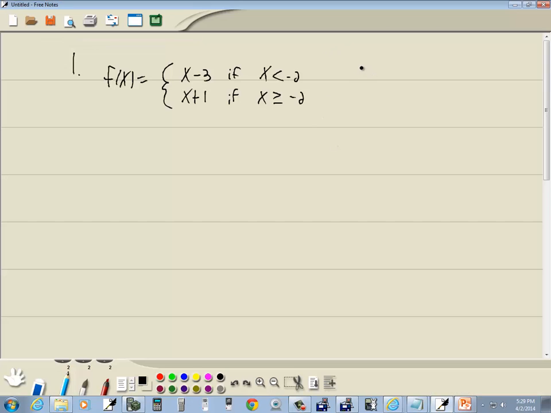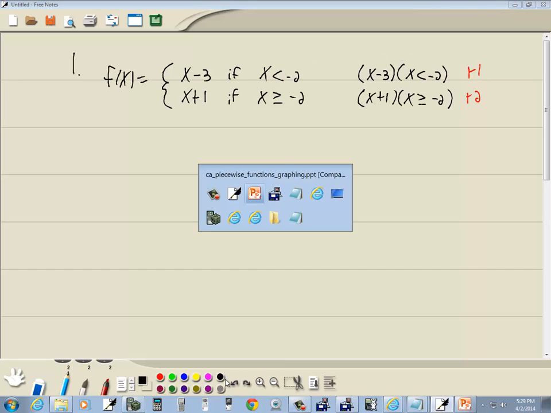Now we want to write this, the x minus 3 with parentheses around it, the x plus 1 with parentheses around it, and parentheses around the conditions. We got x is less than negative 2 and x is greater than or equal to negative 2. We want to drop the f and write it exactly like this. And we'll put this on y1 and we'll put this on y2. So let's see what this looks like.